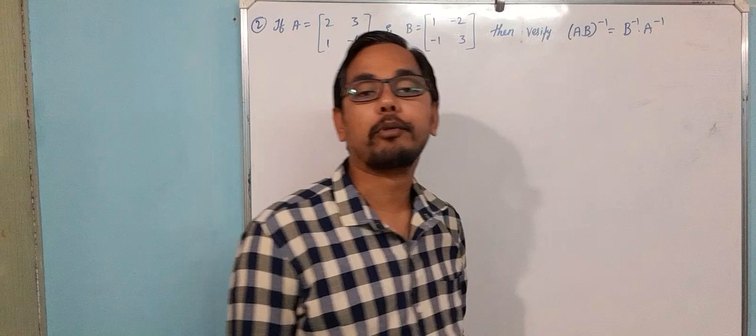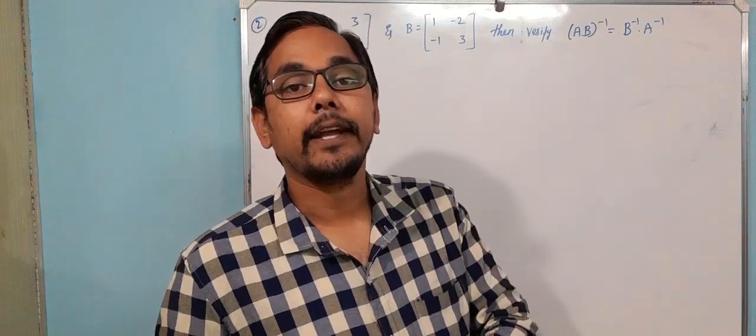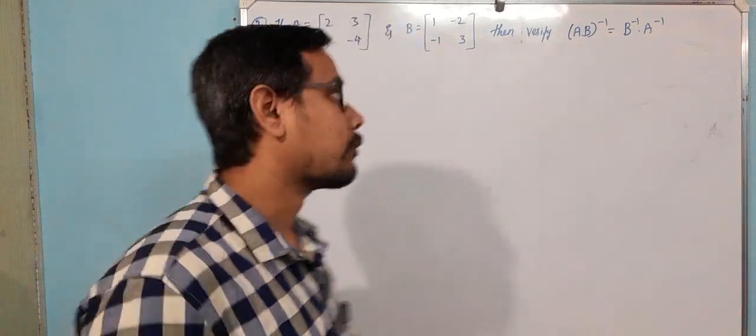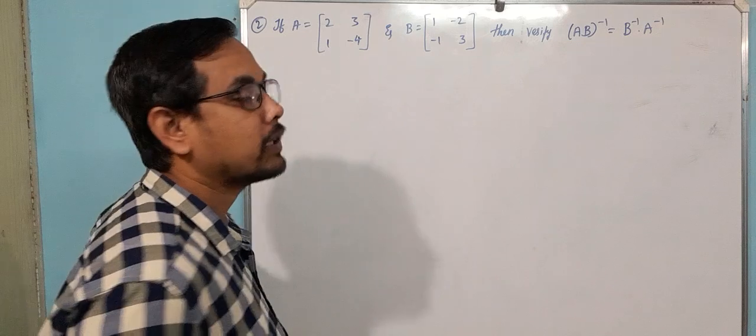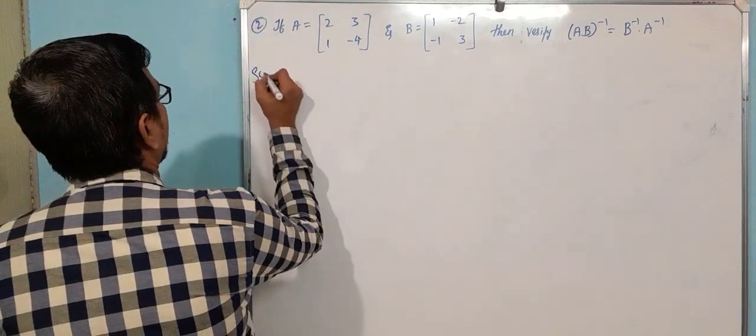This is one of the important properties of inverse of a matrix: A into B whole inverse is equal to B inverse into A inverse. So let's try to prove it. Let's start with the LHS.